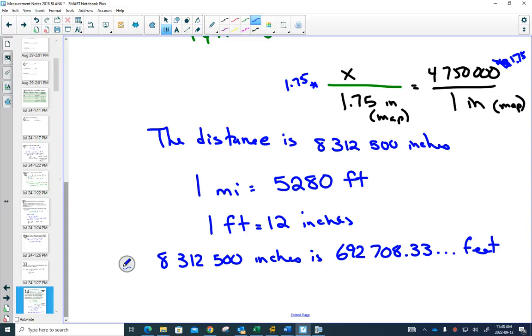And I get 131.19. Yeah, miles is about. Because I rounded, I'm going to add the word about because it's not exact. It is about 131 miles.